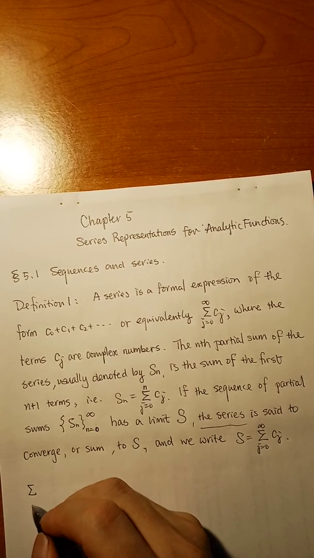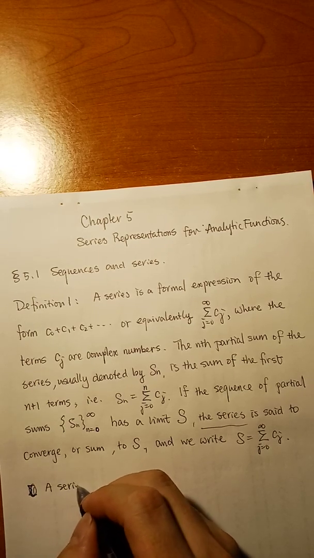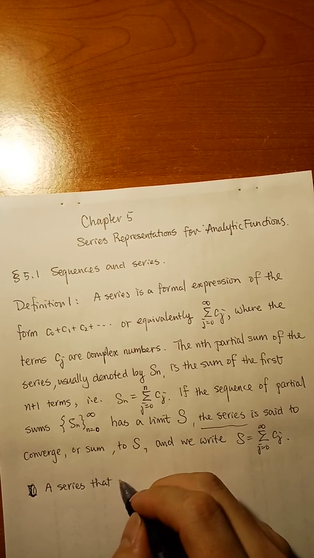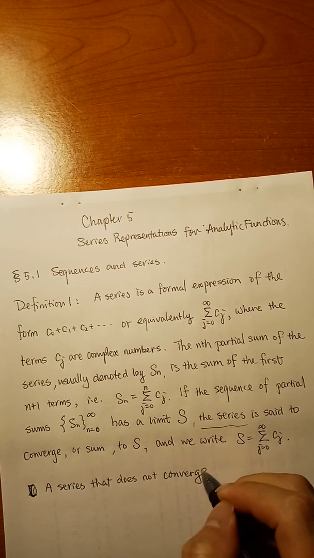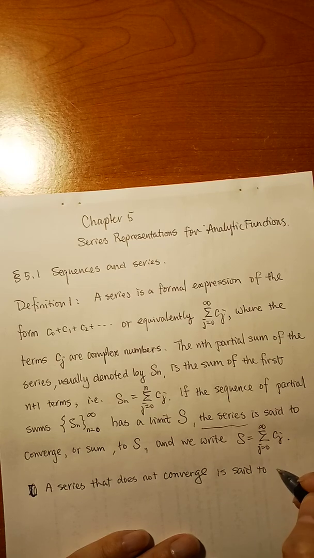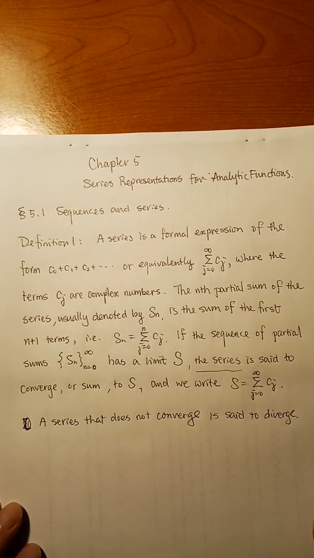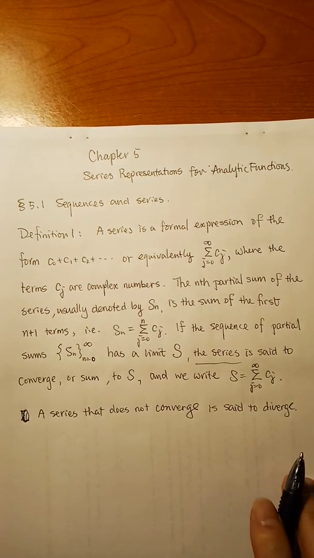A series that does not converge is said to diverge. Okay, if it does not converge, it is divergent.